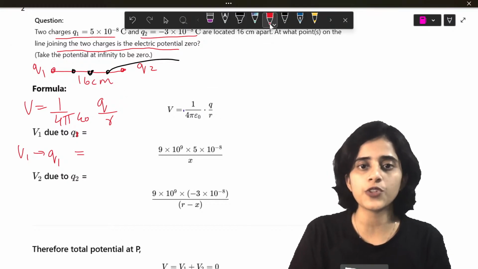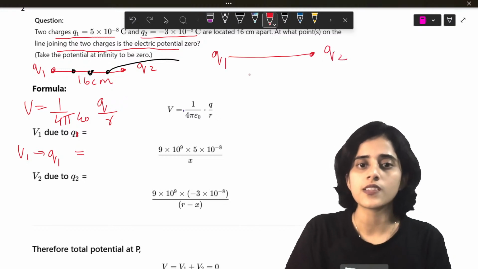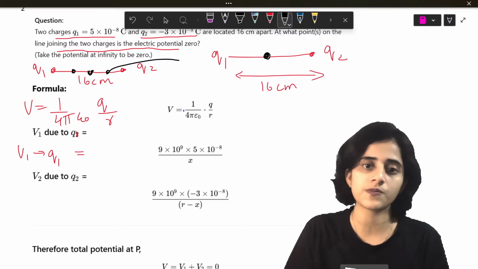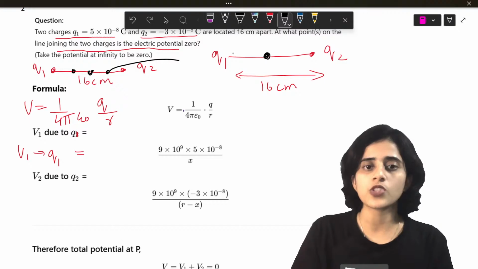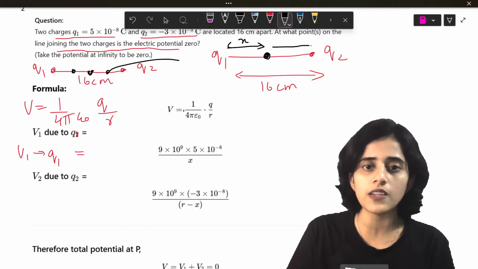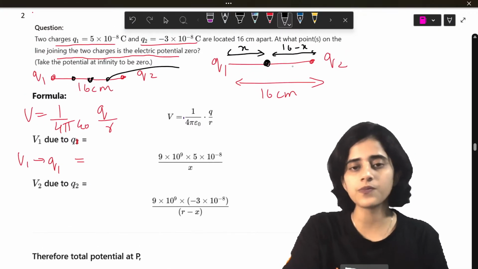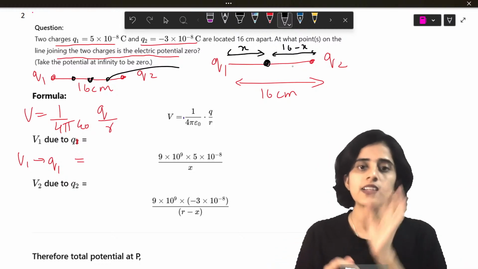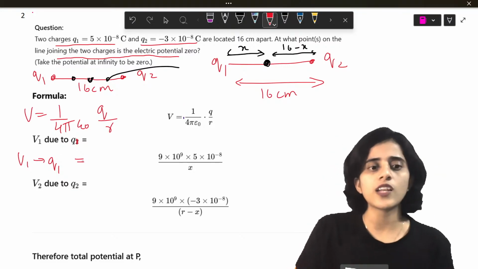Let me draw one more figure for you. I'm going to assume that this is Q1, this is Q2. The total is 16 centimeter. I'm going to assume that this is the point where the potential is 0. So, that distance is x, and the rest will be 16 minus x. I'm just putting a random point at a distance x. Basic, common sense.